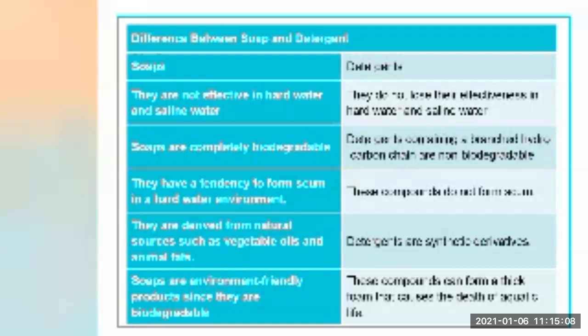Now here, soaps are derived from natural sources such as vegetable oils and animal fats. While detergents are synthetic in nature. They are not obtained from natural sources, right? So we all know that synthetic materials are not easily decomposed, right?